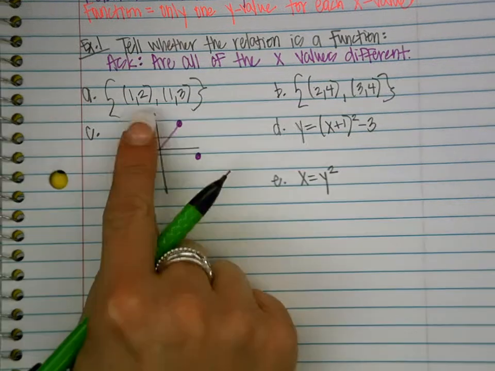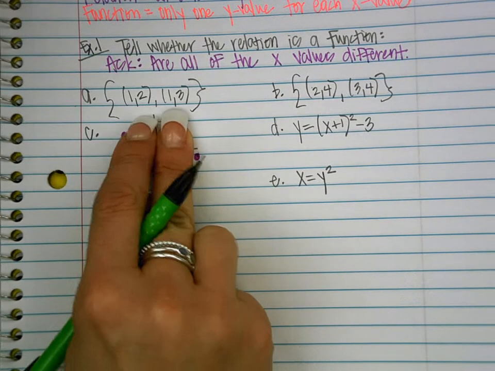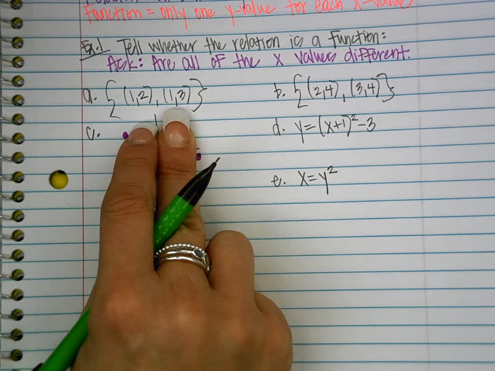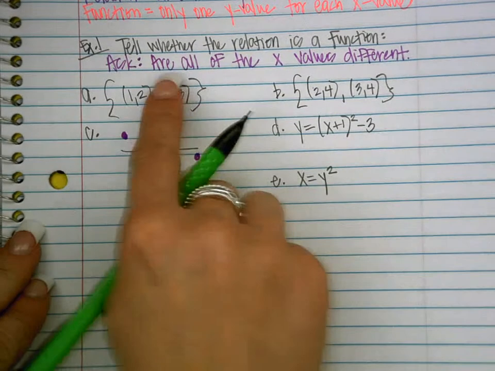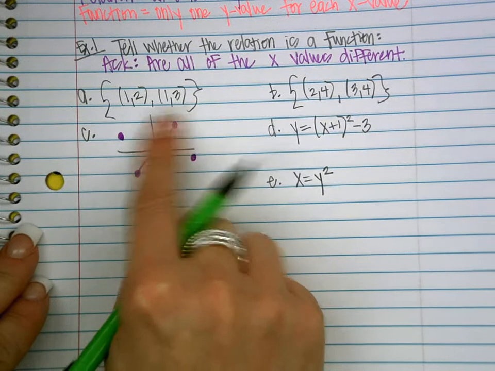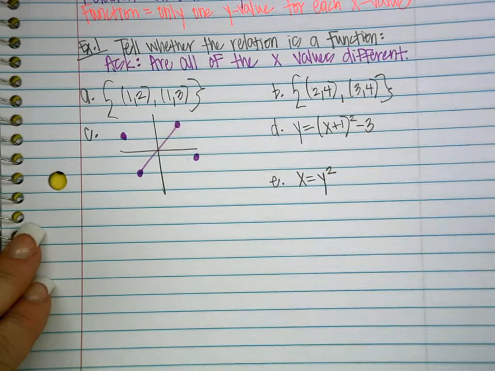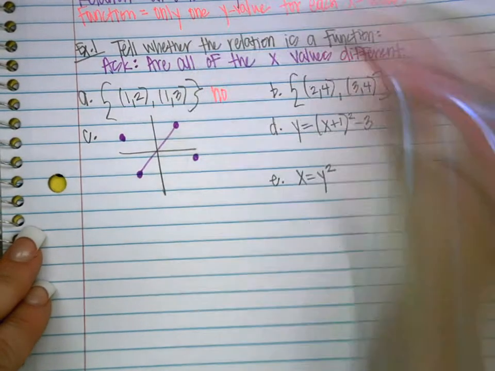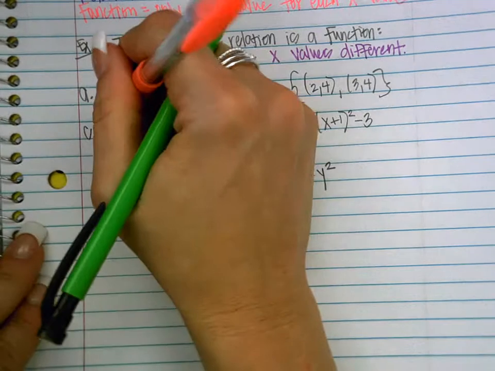So for A, is this a function? The points 2,1 and 2,3. No. All you have to do is ask yourself, if you have a list of points, are all of the x values different? Are the x values different in this one? No. Therefore, it is not a function. The A part is a no because you have the same x value 2 times.